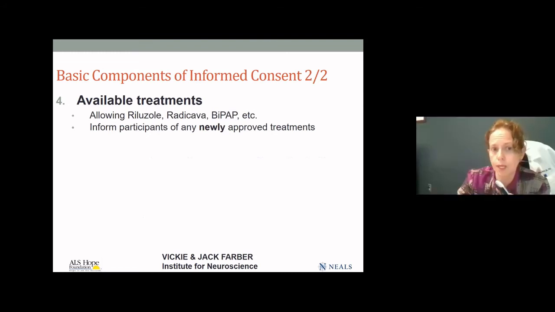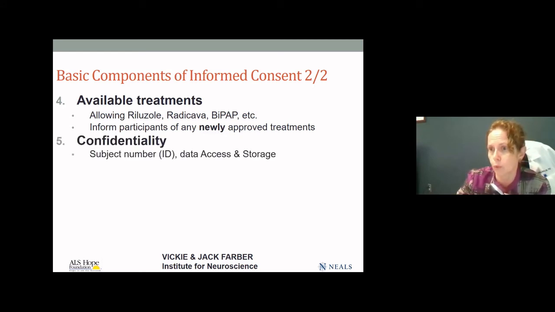And then, for example, are currently approved treatments available for the particular disease we're studying? For example, is riluzole, Radicava, BiPAP, etc. allowed? Most studies do allow that. It's unethical not to allow people to use FDA-approved medications and procedures. Then, if something new comes, we need to inform participants of newly approved treatments.